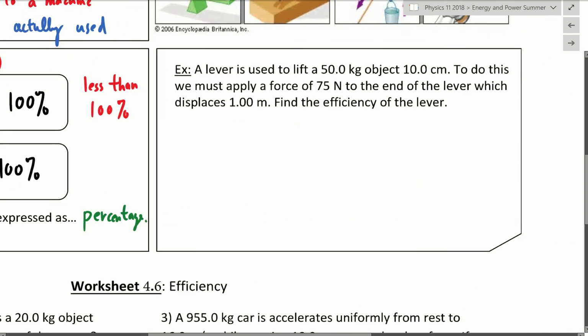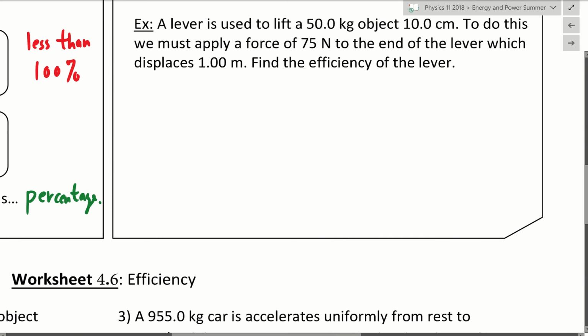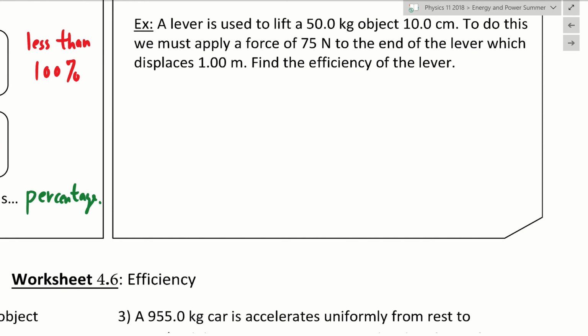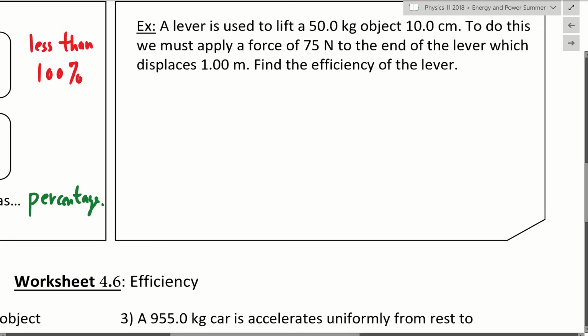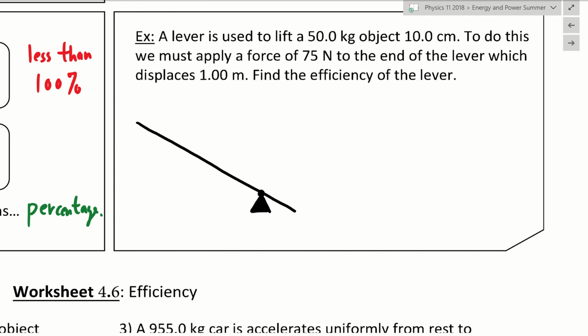Okay, so now let's look at the system. A lever is used to lift a 50 kilogram object 10 centimeters. To do this, we must apply a force of 75 Newton to the end of the lever, which displaces it 1 meter. So when you want to lift something really heavy, sometimes we use a lever system like this, and there's a pivot point in here. There's a plank that you can actually move. You see people doing something like this with cars.